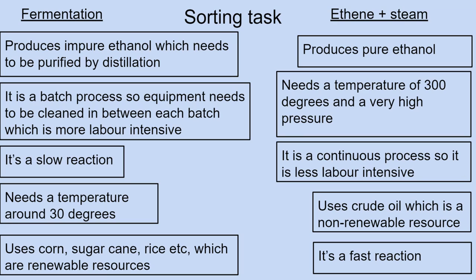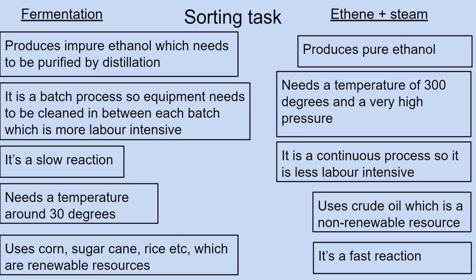They can also be seen as less polluting, as when the corn, sugarcane, rice, etc. are growing, they are photosynthesizing, so they're removing carbon dioxide from the atmosphere, they're storing that carbon dioxide, and then when they are fermented, they're releasing that carbon dioxide back into the atmosphere. So it's seen as carbon neutral, which means there's no extra carbon being added to the atmosphere.